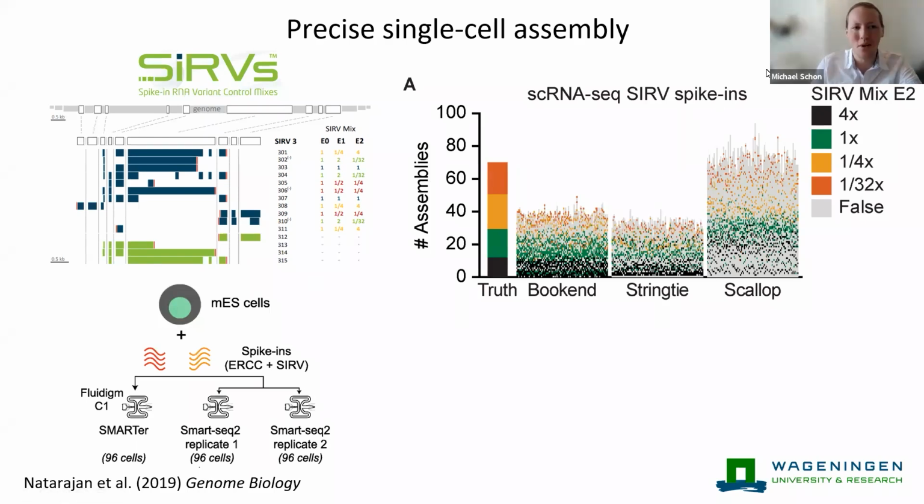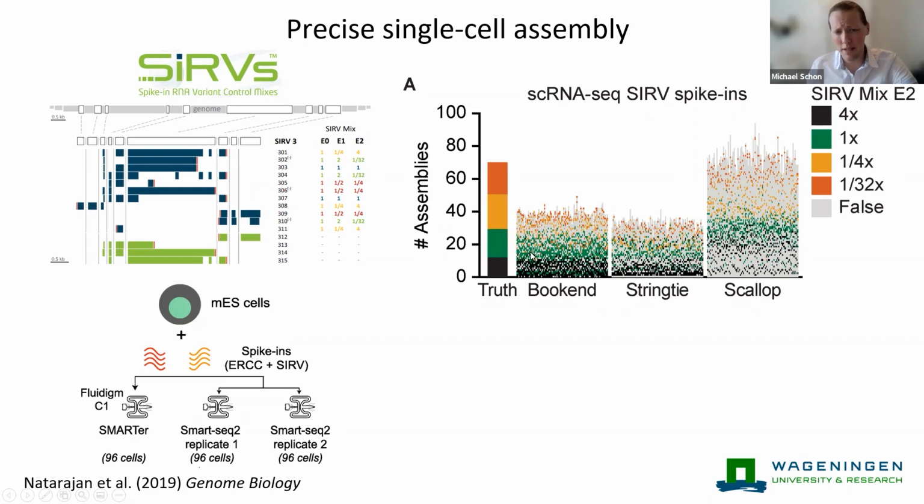So if we take a look here, the ground truth in the SERV spike-in mix E2 actually has all 69 molecules, but present in different quantities. So some are more abundant than others. And you can see that the dark green is most abundant, followed by the green, the yellow, the orange. In attempting to reconstruct the SERVs from each of the 96 samples, each of the 96 is shown as a single column in this bar chart.